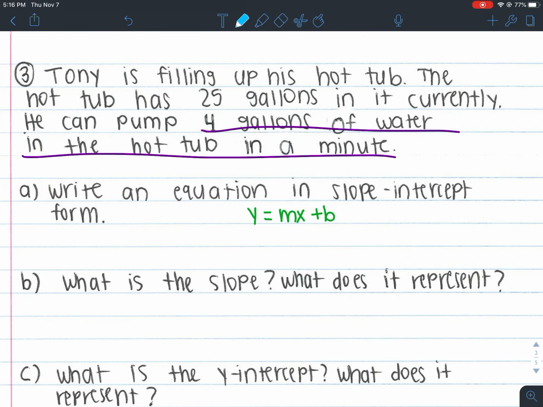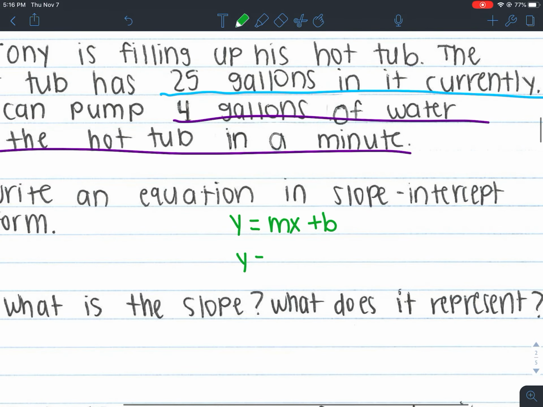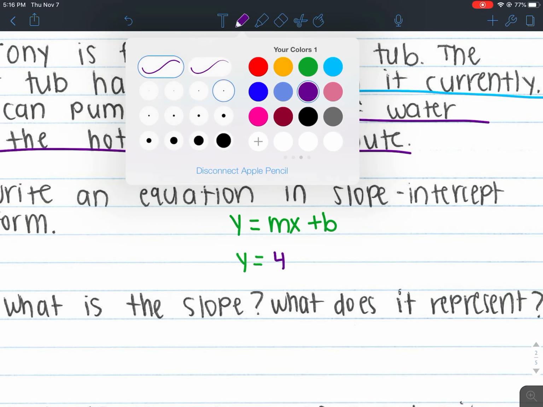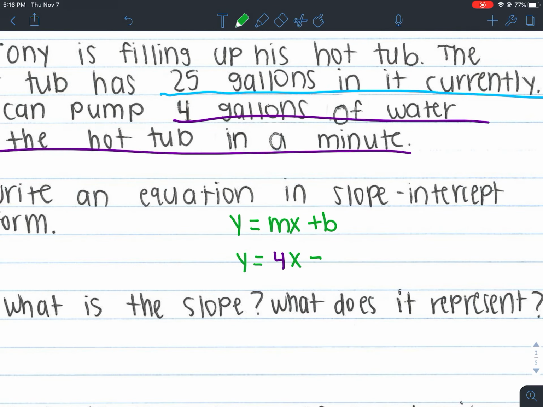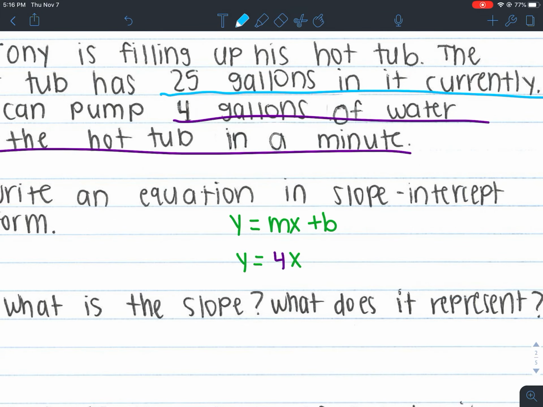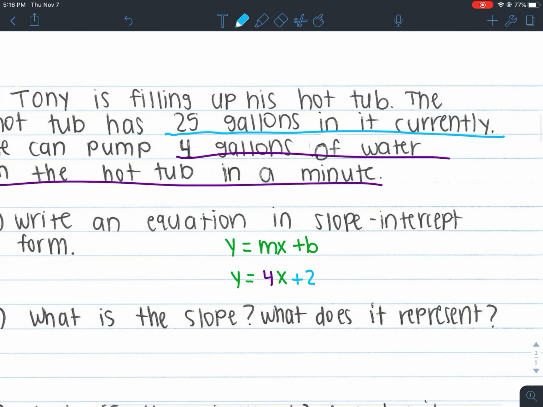And then the other information that they give me is that it already has 25 in it currently. So let's go ahead and fill in the information we know. Well, y equals, what's our slope going to be here? 4x plus, or not really plus, because we don't ever know it's plus, right? It could be minus. So since they start with 25 gallons already, that's a positive 25 because we start with that. So that is going to be our equation.